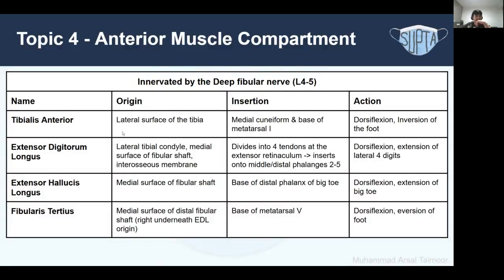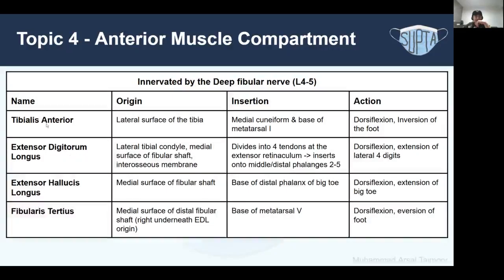So tibialis anterior originates from the lateral surface of the tibia, and then it inserts onto the foot at the medial cuneiform and base of the metatarsal. So think about that. If it comes from the tibia and it wraps all the way around underneath and onto the base of the metatarsal, it's going to be responsible for dorsiflexion when it contracts, because it's on sort of the dorsum of the foot, and then it inverts the foot because of its position, because the tibia is more medial, so it will invert, and then if it's more lateral, it will evert.